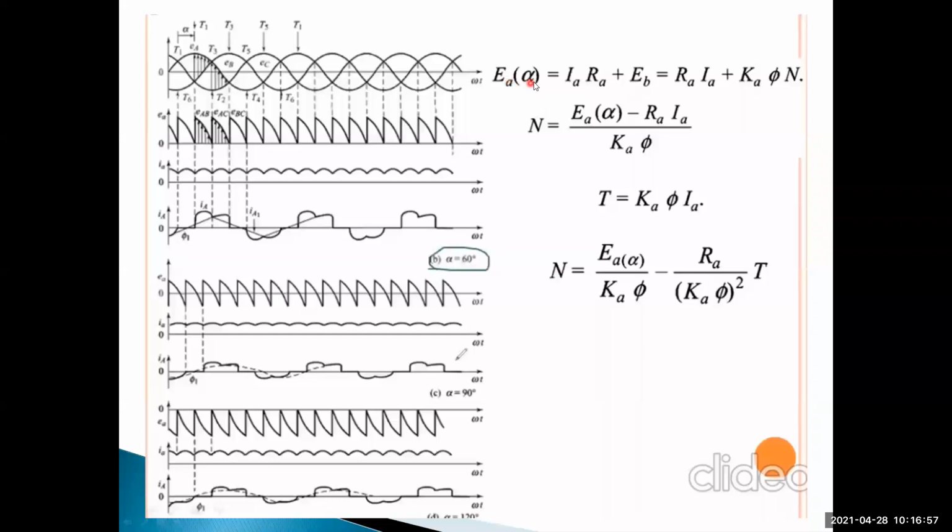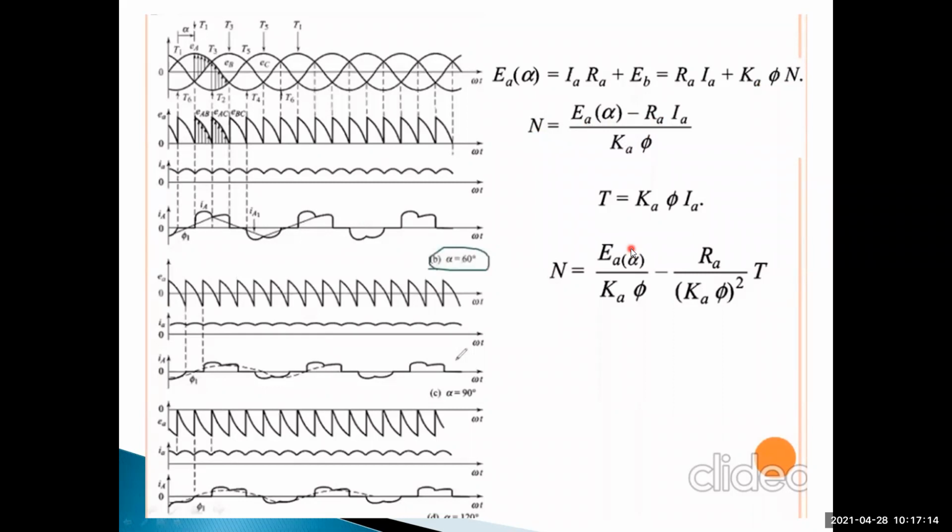So E_A(alpha) is equal to I_A times R_A plus E_B. You know the relation for a separately excited DC machine. E_B is equal to K phi N, and then N is equal to (E_A(alpha) minus I_A R_A) divided by K phi. You know all these types of relations.